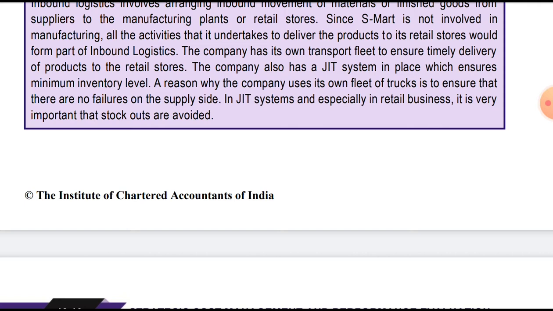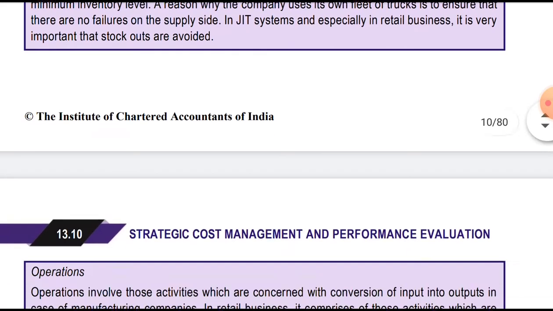The reason the company uses its own fleet is to ensure that there is no failure on the supply side. In a just-in-time system, and especially in the retail business, it is very important that stock-outs are avoided. So whenever there is any demand in the departmental store, the product can be made available at that point.